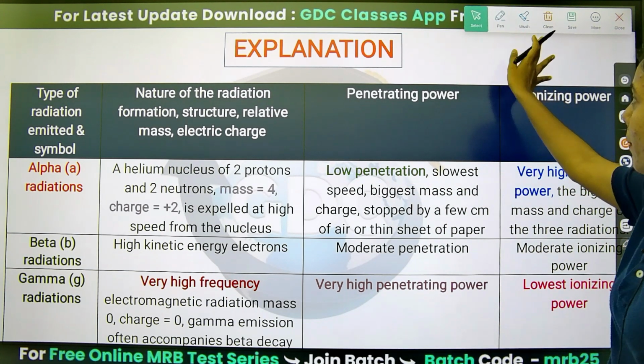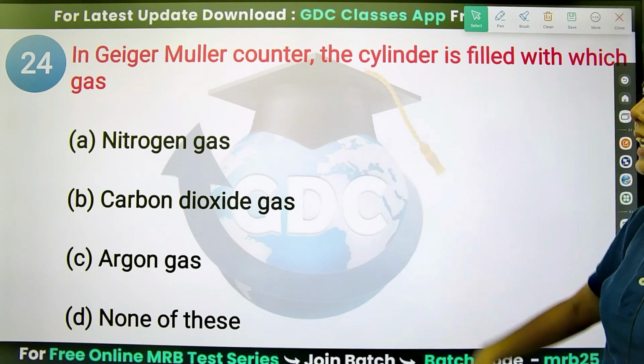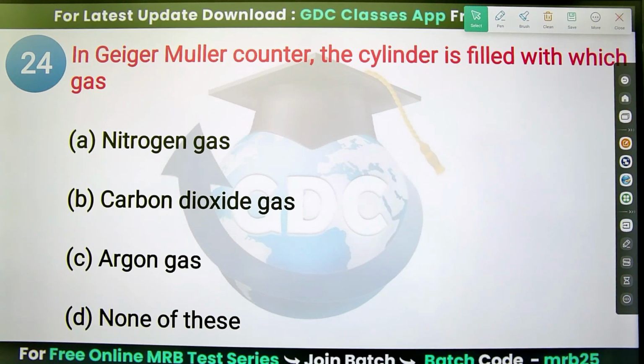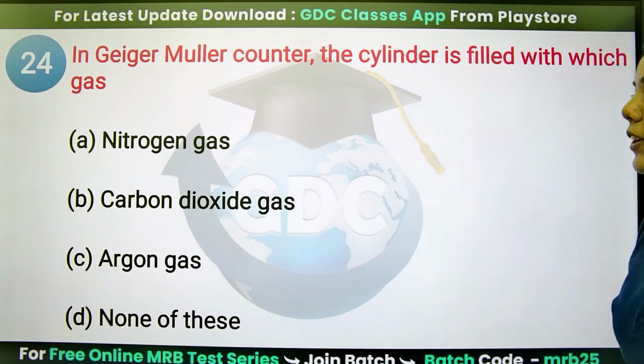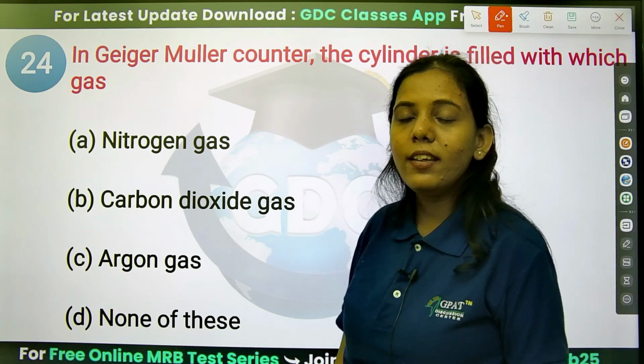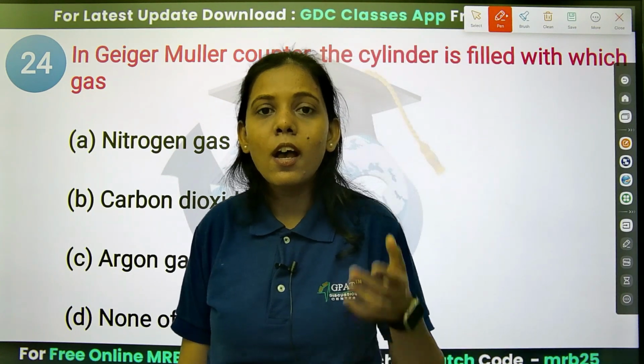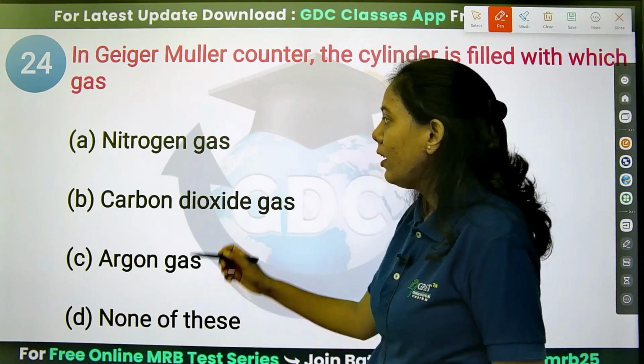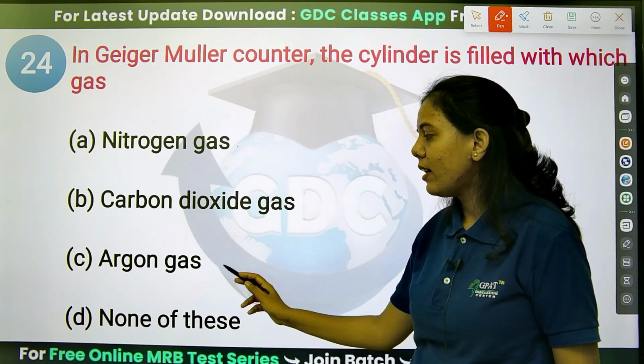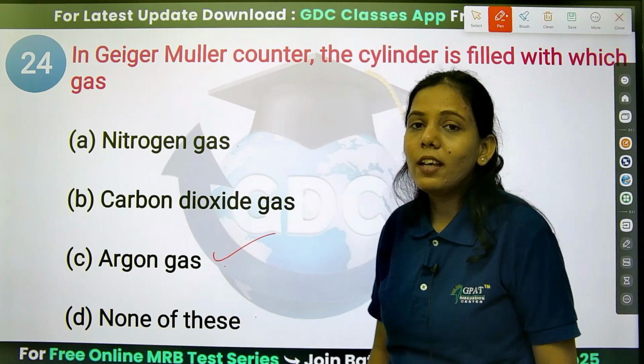Okay, so remember these important things. In Geiger-Muller, that is a GM counter, the cylinder is filled with which gas? We have seen there are ionizing and scintillators. So the gases which are filled are very neutral, non-reactive. Nitrogen, carbon dioxide, argon, none of this. So it is argon gas.